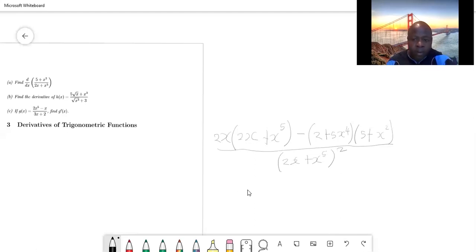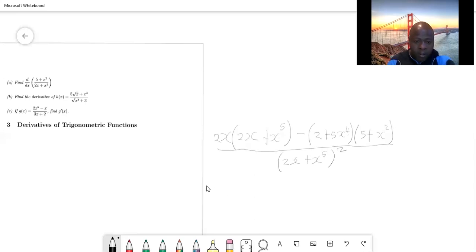There are several ways you may want to proceed from here. You may want to separate this numerator and divide each part by this denominator, so that you have this part divided by this, then minus this part divided by this, and then you simplify. But the other way is that you may want to expand the numerator and then divide by the denominator. And that's the way I want to do it. So let's just expand the numerator.